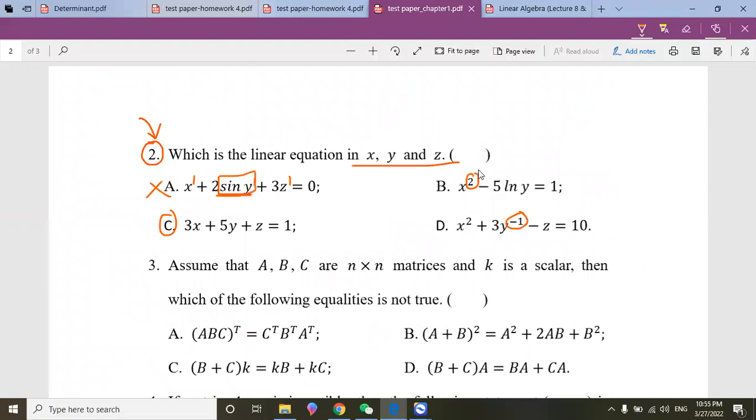Here we have x squared, which contains degree 2, so this is also not a linear system. And here you can see x, y, z have degree 1, 1 and 1, so this is a linear system. But here we have degree -1, and also degree 2, so this is also not a linear system. So our answer will be C, okay?